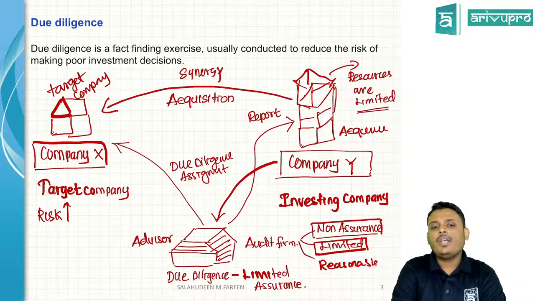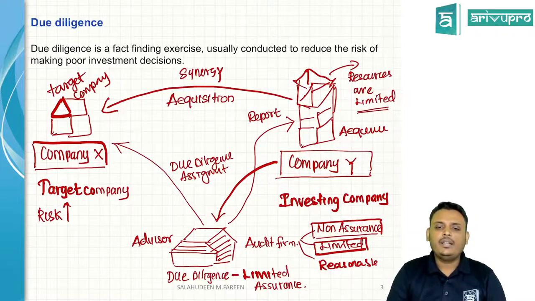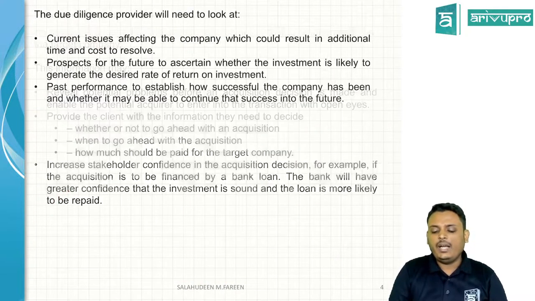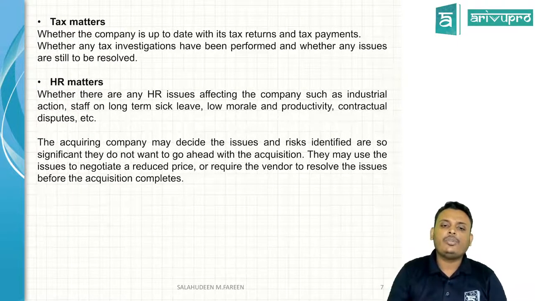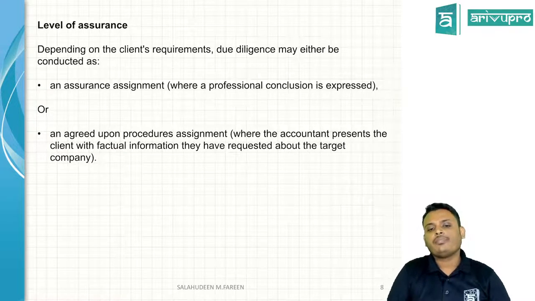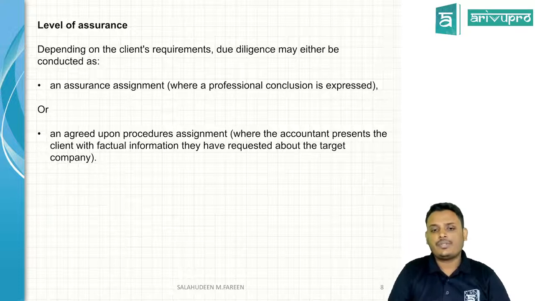If both are in the same industry, there is no need to pay more for the advisor, expecting everything to be done by them. Simply, we can ask them to provide the findings about the matter, and we can do the work. So that's why we said due diligence can be limited assurance. Due diligence can be agreed upon procedures, no assurance.